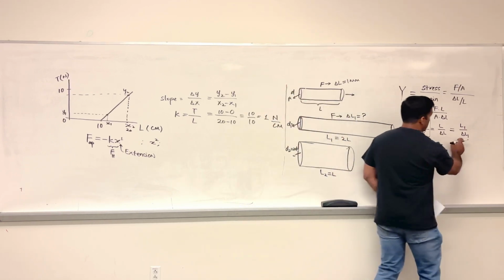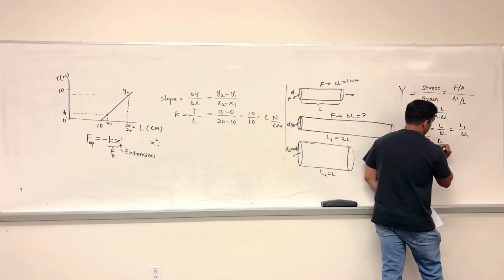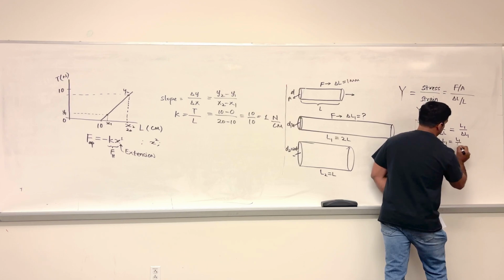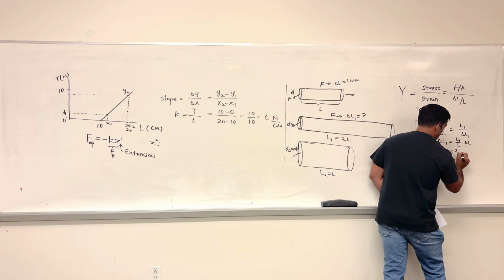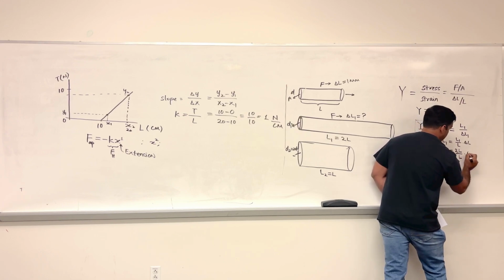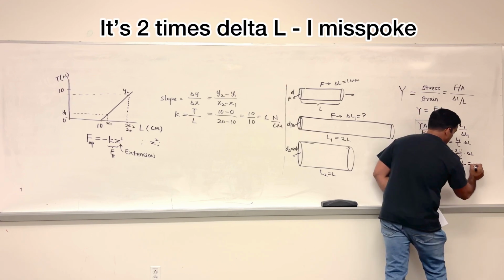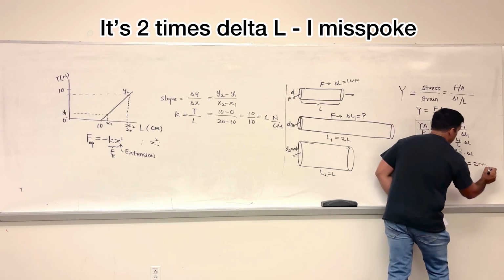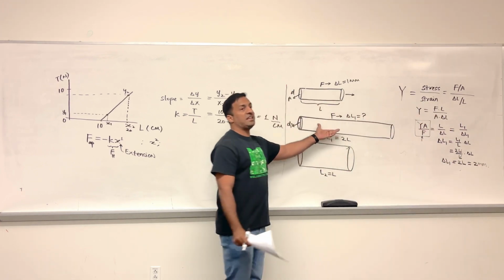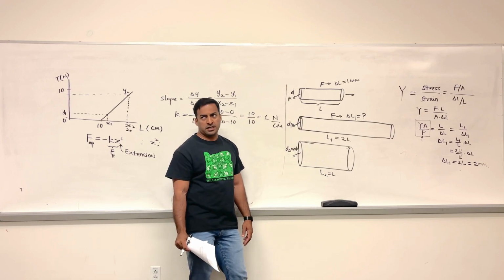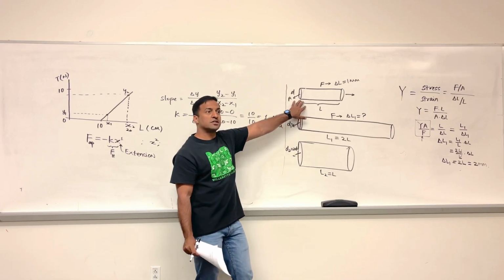So we can solve this expression for delta L1, and delta L1 will be L1 divided by L times delta L. And L1 is 2 times L, so 2 times L divided by L times delta L. L cancels out, and delta L1 is 2 times delta L, and so the extension would be 2 millimeter. So if we double the length of the wire, keeping everything the same, and apply the same amount of force, it will extend 2 times compared to the original wire.